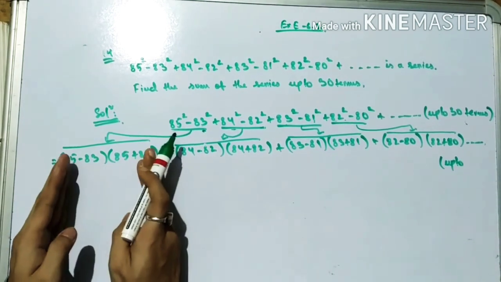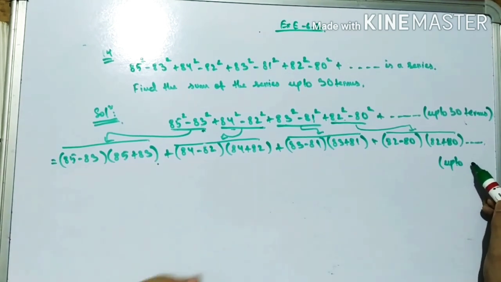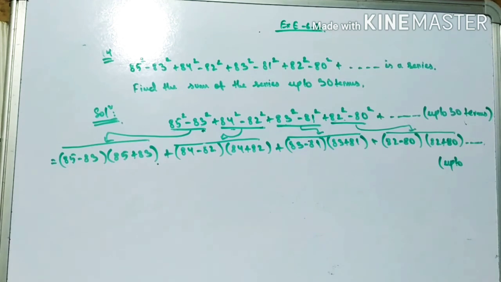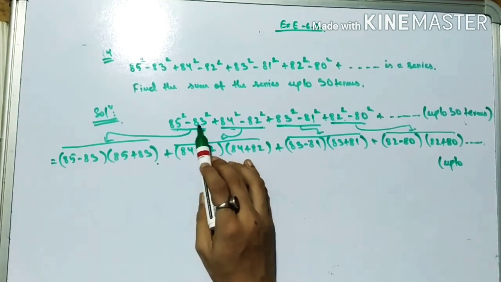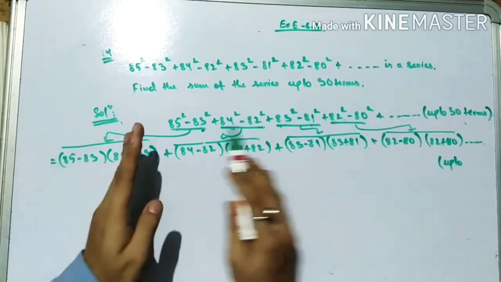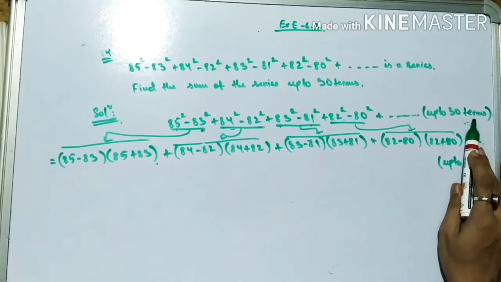So now, up to which term will I have to add so that I get the same answer? Earlier this was the first term, second term, third term, fourth term, fifth term, sixth term. So all of this I will have to add up to the 30th term, yes, up to the 30th term.